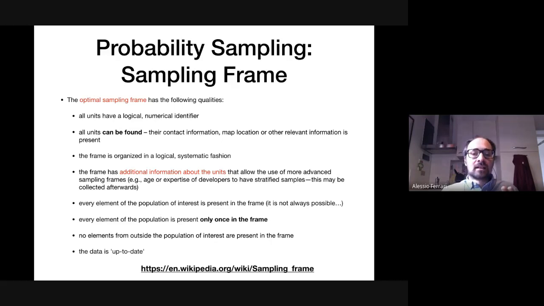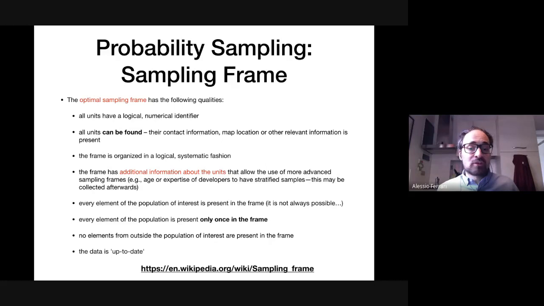And there are other characteristics that I skip at the moment. Every element of the population is present once in the frame. So as I was saying, you cannot have a list of emails and you have two emails that refer to the same subject. That is not perfect. It's not the optimal sampling frame, of course. So that's why you have the sampling frame that can also be outside of your population, or can include people that are not interesting for your survey as well.